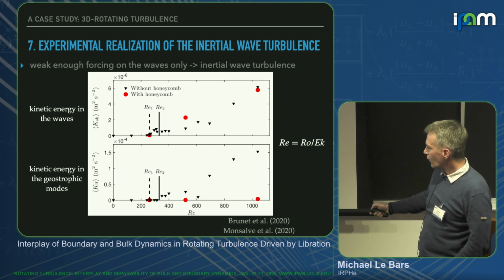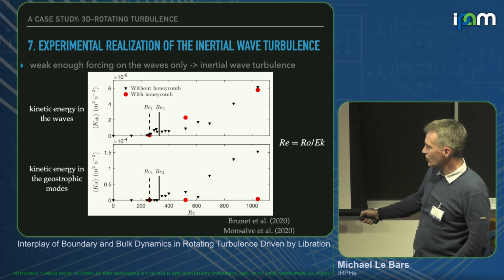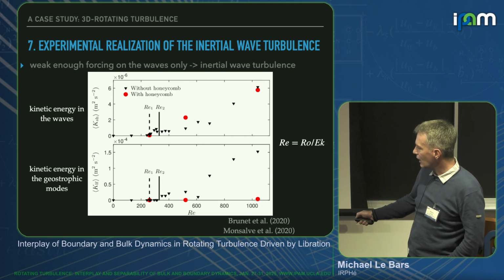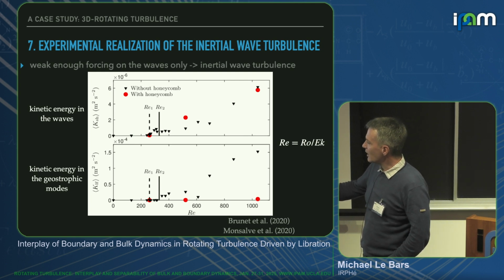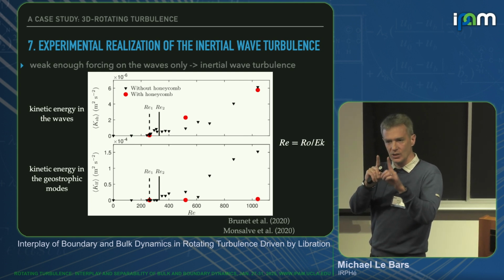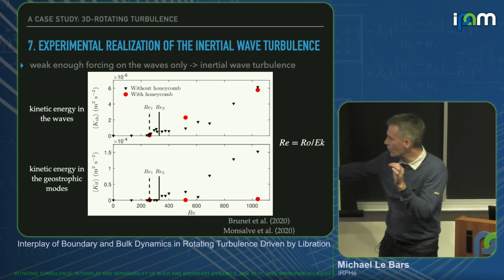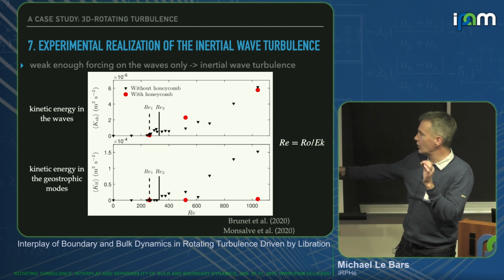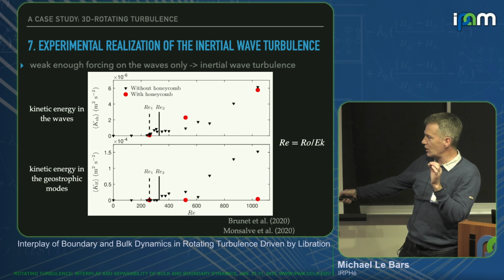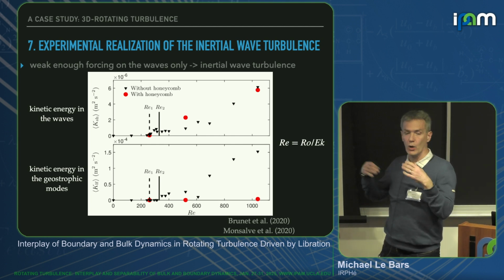And if you only focus on the black triangles for now, you see that the start of the growing of the energy in the geostrophic mode is slightly after the one for waves only. So their claim is that between those two numbers, which are very close, in the absence of honeycomb grid, you have wave turbulence, and then you have geostrophic turbulence. And if you add the honeycomb grid, then you follow almost the same train, except that you completely kill all the geostrophic mode. And so in that case, you have wave turbulence only.